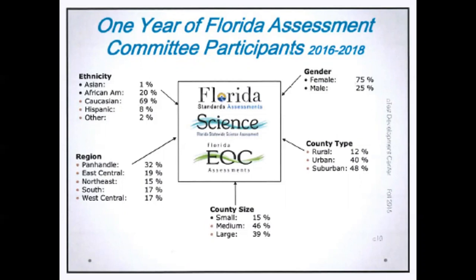And then regional. From the Panhandle, they had 32%. East Central, they had 19%. Northeast, they had 15%. South, they had 17%. And West Central, they had 17%. And they're always, like I said, looking for more people to participate and to make things much more representative of everybody. They want as much diversity as they possibly can.